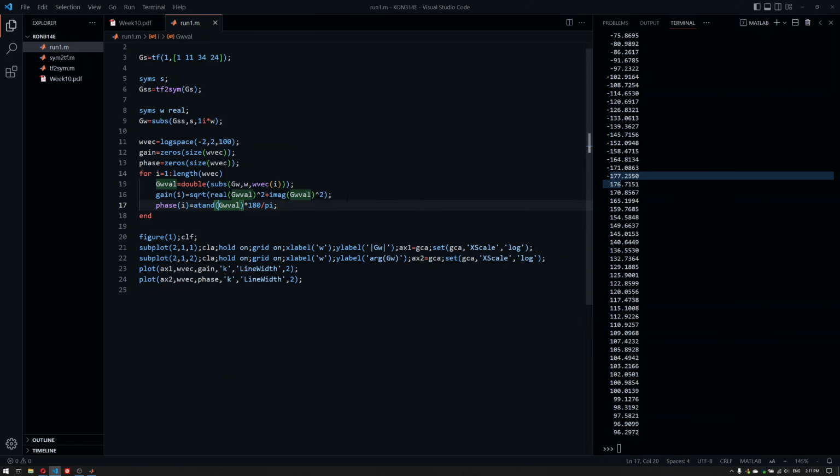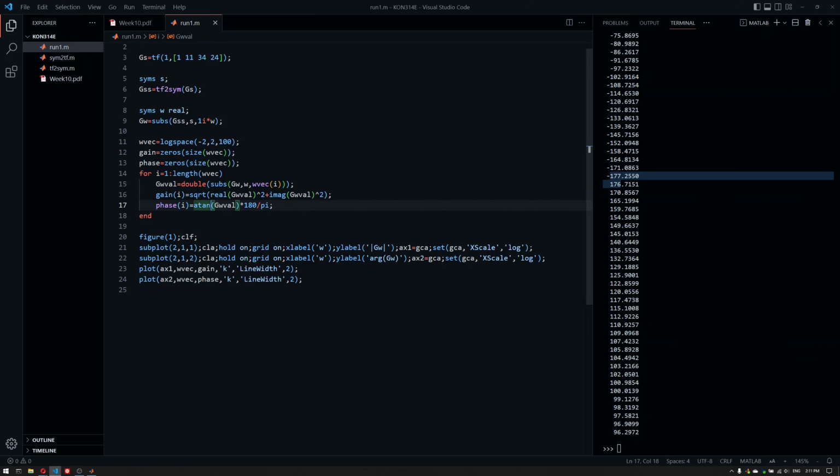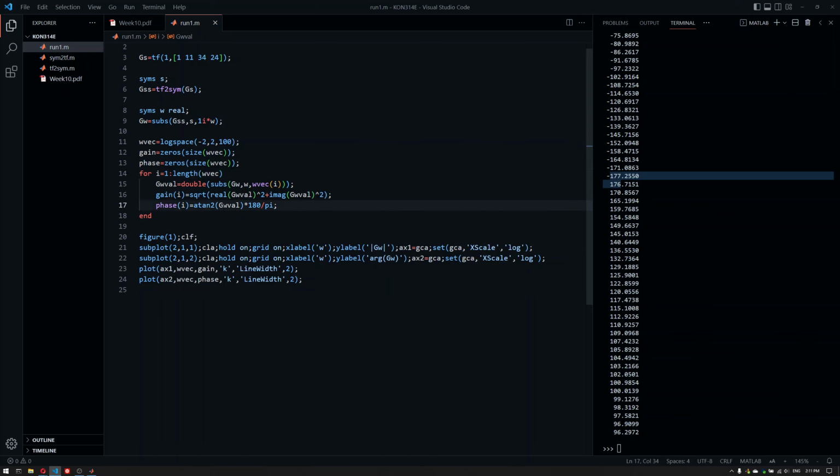A10-2 is a better way of doing it, because A10 is only in the first quadrant. It says here that it is in radians, except for real inputs, returns values in the interval minus pi divided by 2 to pi divided by 2. It's not the whole spectrum. So instead, you can use A10-2, which returns the four-quadrant arctangent of the input y divided by x. A10-2 needs the imaginary part first, and then the real part second.